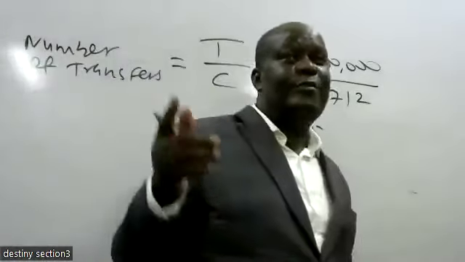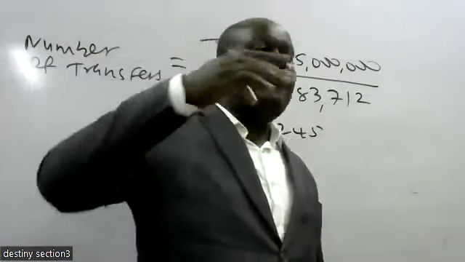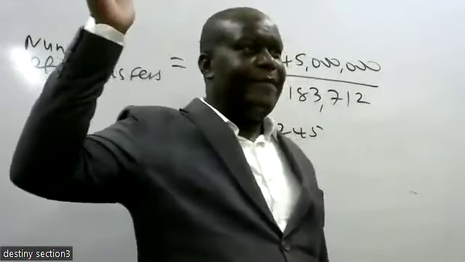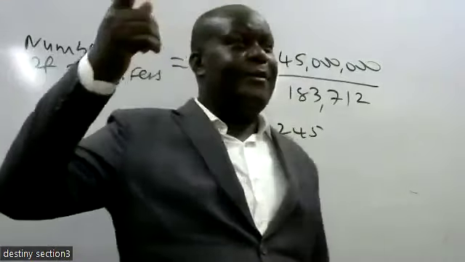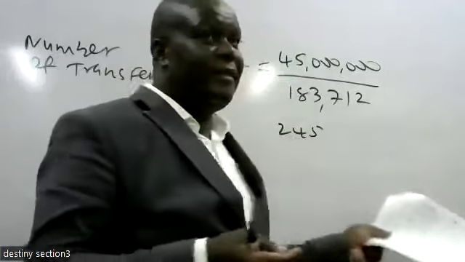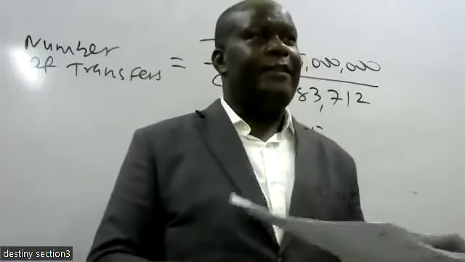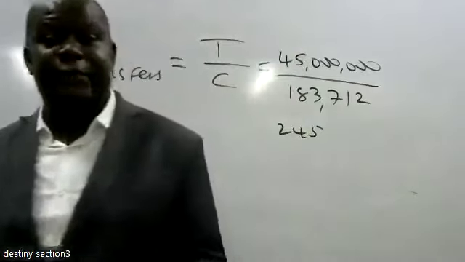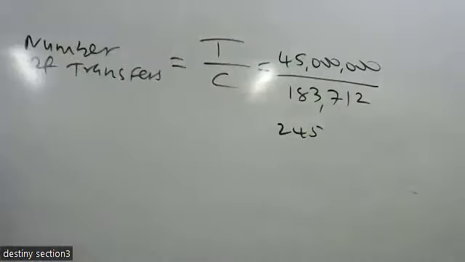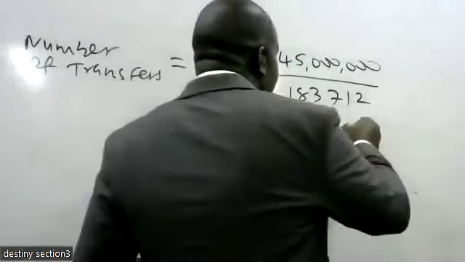Even if it was 244.1, orders, we round them off upwards. Orders are rounded off upwards because if I round it downwards, my customers will miss. I rather have excess than rounding off downwards. So orders or transfers, round them off upwards. So you are getting 245 transfers.